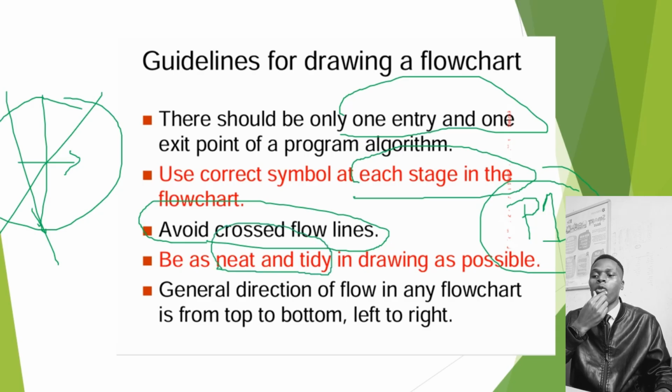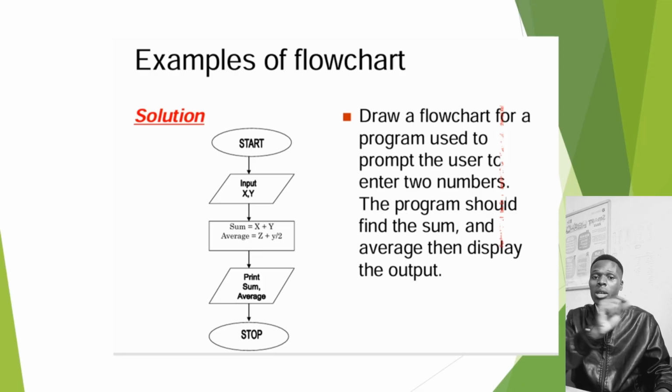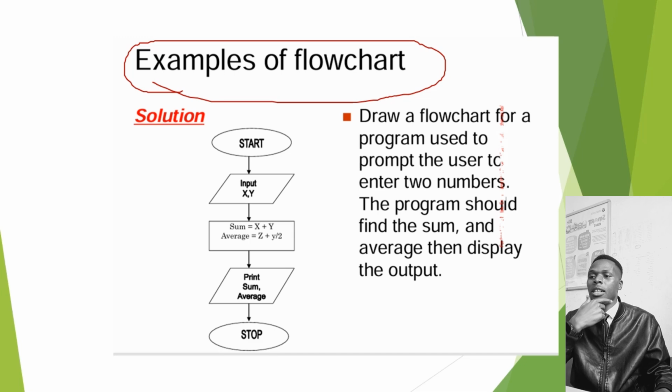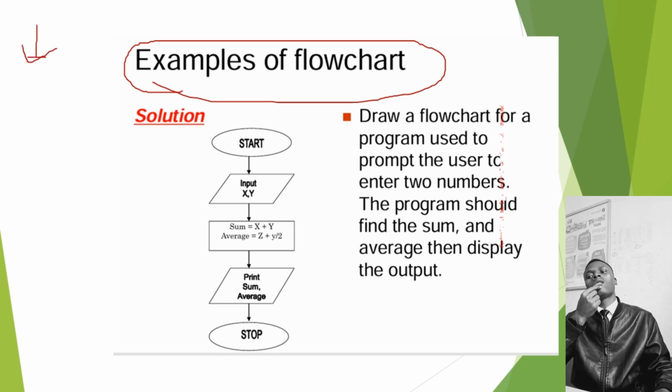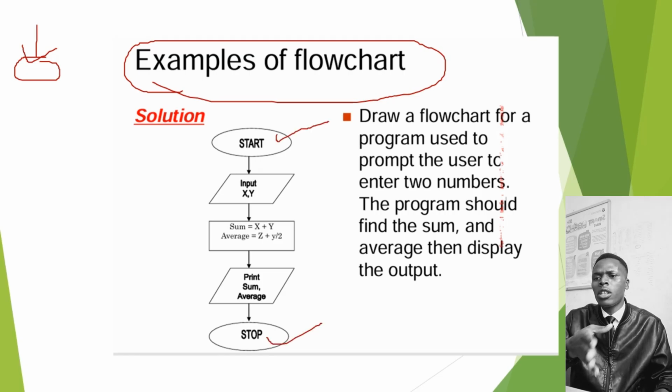The general direction of flow of the flowchart is from top to bottom, and from left to right. That is how we go about the flowchart. And remember, also, the arrows are key. Make sure the arrows are touching the symbols that are next. So this is an example of a flowchart. It has a start, and it has a stop.